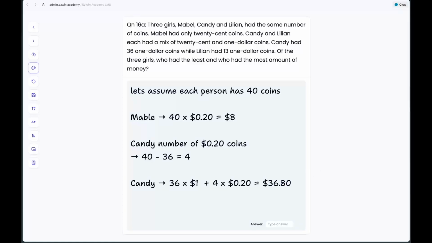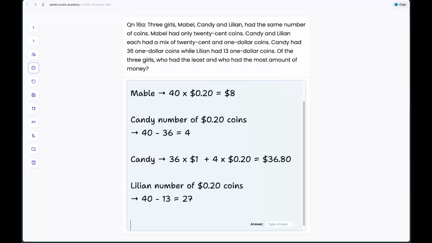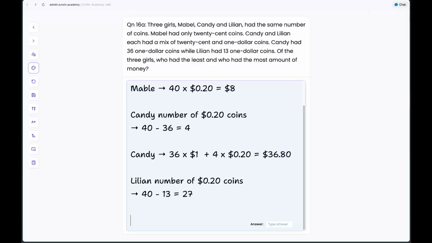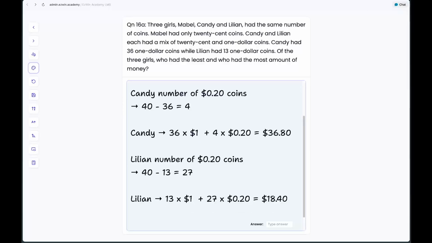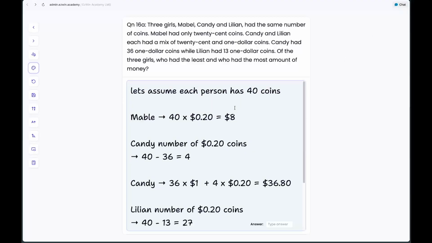Let's move on to Lillian. So can we get the number of 20-cent coins for Lillian? Yes, we can, because we have 13 $1 coins. So that means we have 40 minus 13, and this will give us 27. So lastly, for Lillian, we get a total of 13 $1 coins plus 27 times 20 cents, and this will give us $18.40.